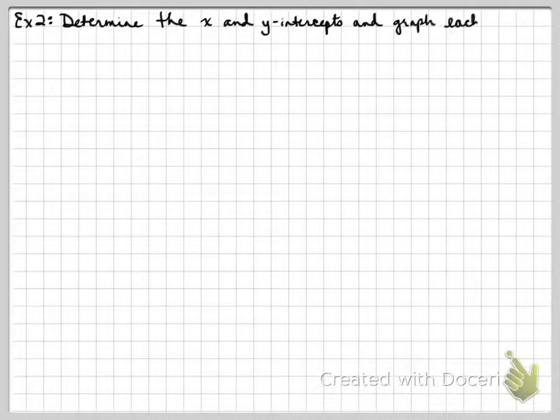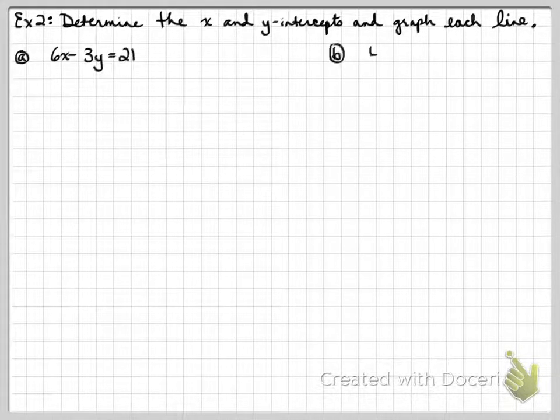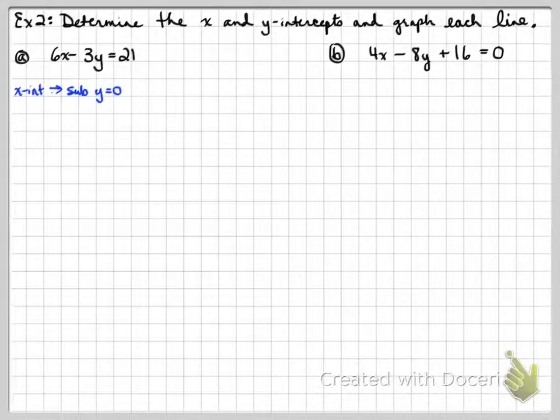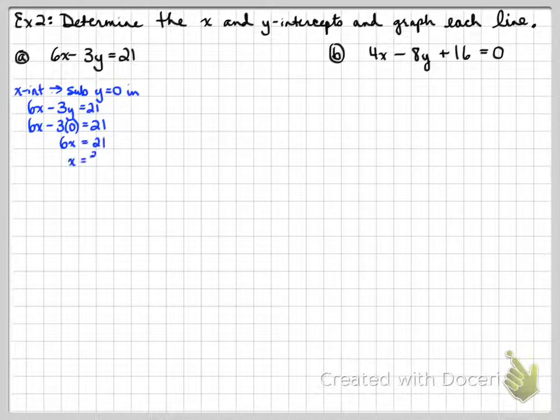Determine the x and y intercepts and graph each line. So you have an equation and another equation, and you have to determine the x and y intercepts and graph each line. All right, so let's look at this. 6x minus 3y equals 21. We want to know the x and y intercepts. To find the x-intercept, we substitute y equals 0 into the equation, and we get 6x minus 3 times 0 equals 21. 6x is equal to 21, so x equals 21 over 6, which, when you simplify it, is 7 over 2.